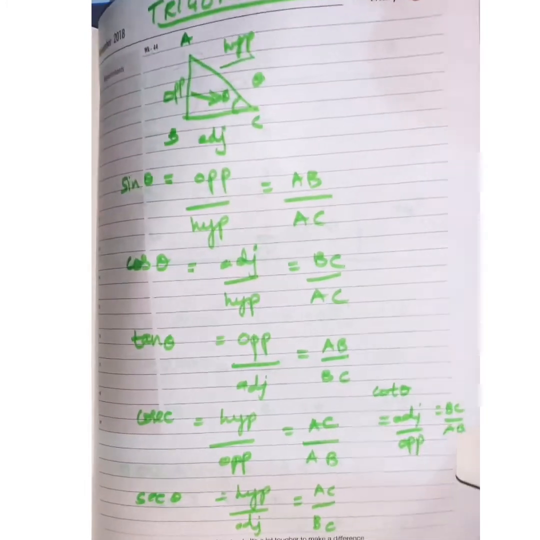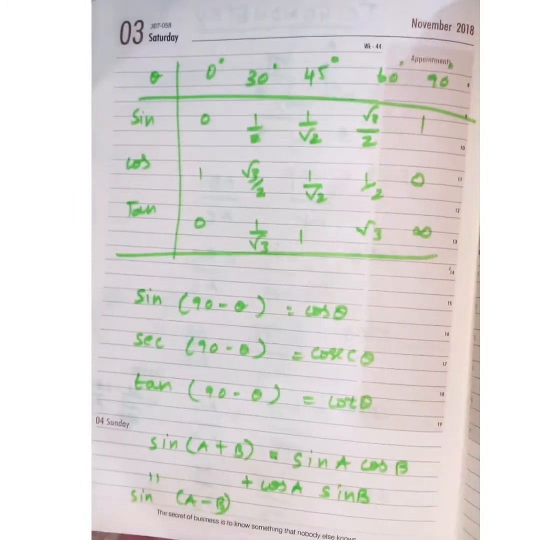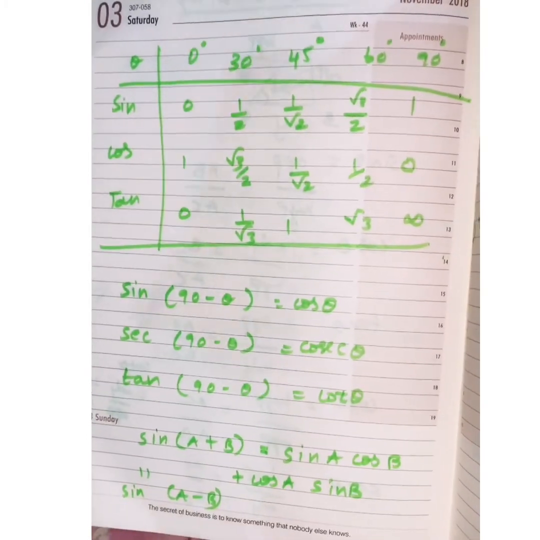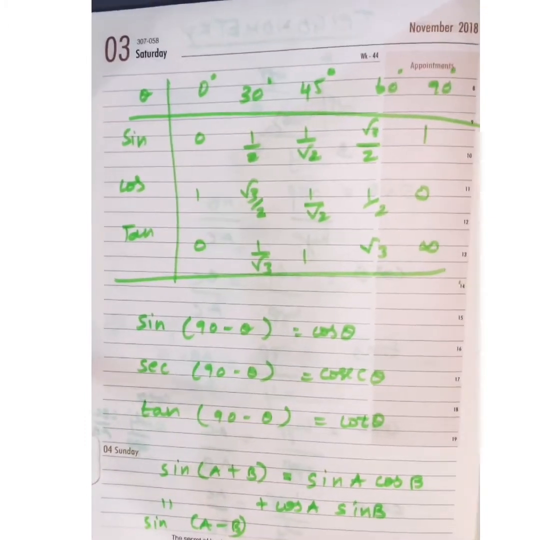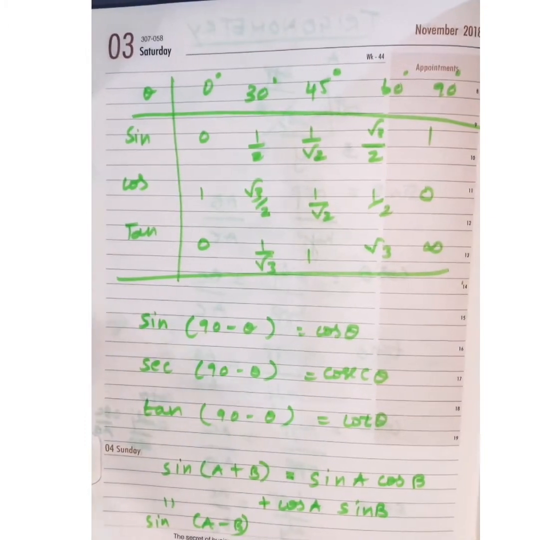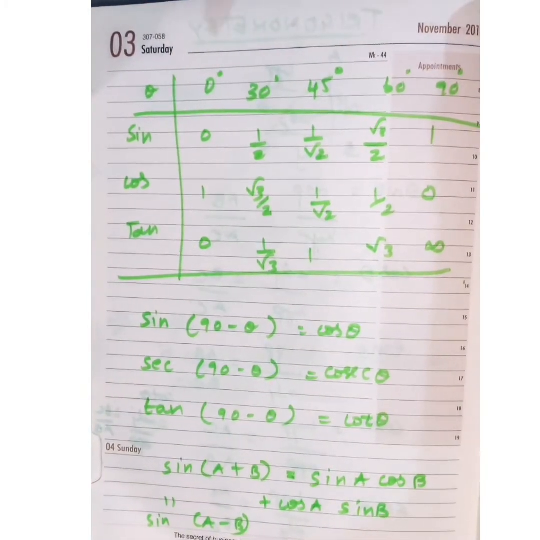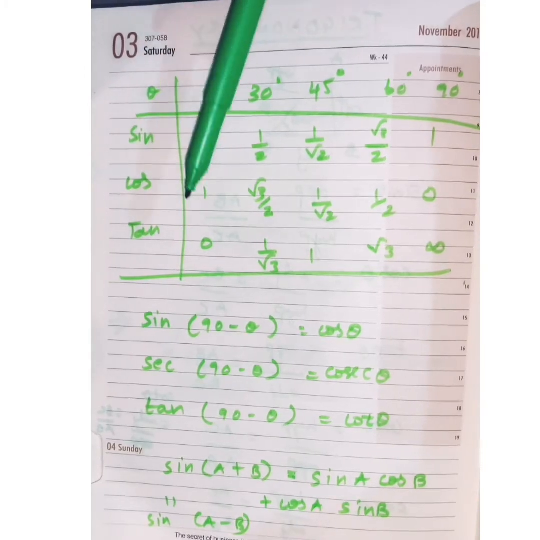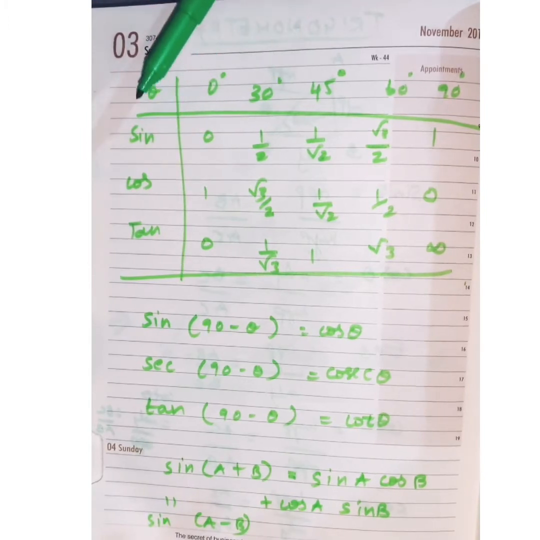Moving to the next thing, which is to know the values for the angles. Let me tell you how to remember it very easily. First, know the angle values, which are 0 degree, 30 degree, 45 degree, 60 degree and 90 degree. These are the angles. And now for sine, cos and tan.